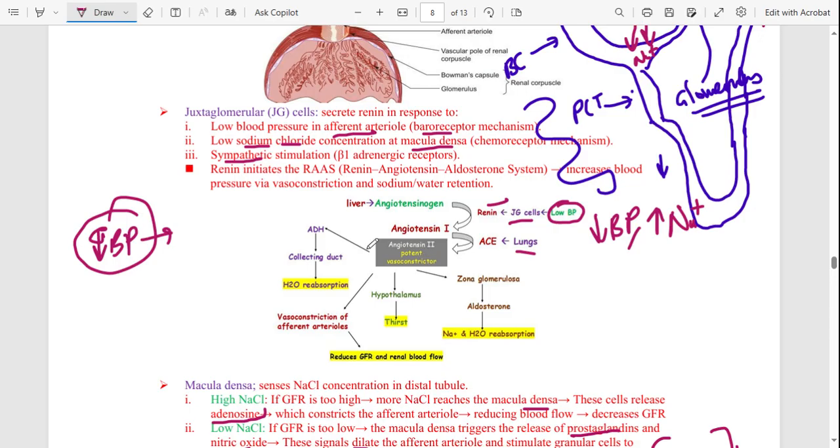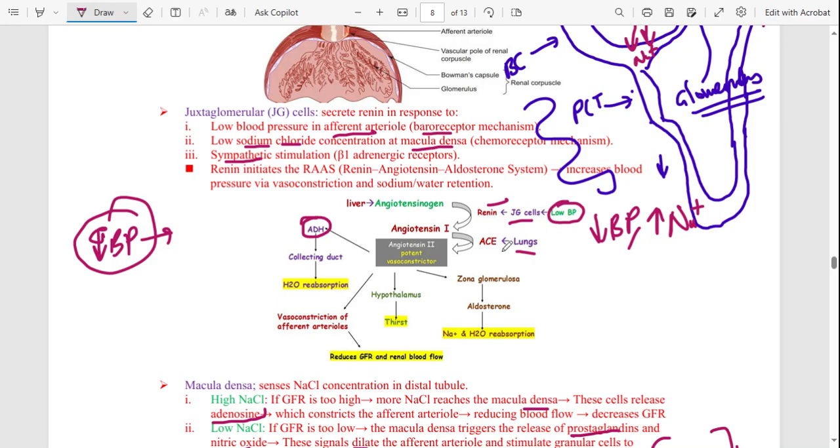Okay, this angiotensin 2 can do many things. It can cause the release of ADH from the posterior pituitary gland, which will stimulate the collecting ducts to reabsorb water. If water is reabsorbed, it means that you are going to increase the BP. You're also going to dilute the sodium so that the high levels of sodium cannot be high like that.